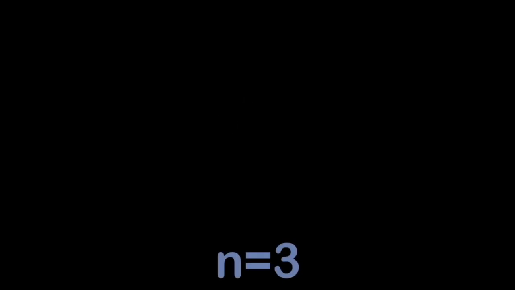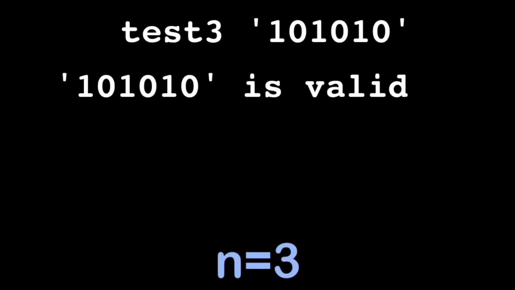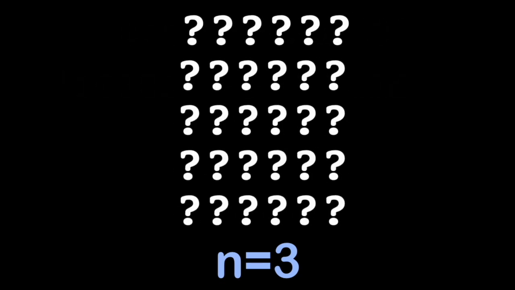Now it's your turn for n equals 3. You're looking for strings of length 6 that satisfy rules 1 and 2. I've made up a verb called test3 that will tell you if you've found a valid string or provide hints if you haven't. I can tell you that there are 5 valid strings of length 6. Can you find them?